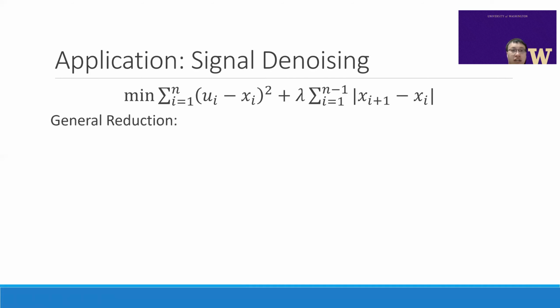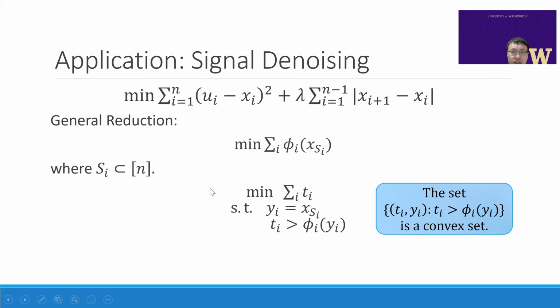Turns out, for a general class of problem that looks like this, where we want to minimize a sum of convex functions, where each convex function only depends on a small set of coordinates of our input vector, we can rewrite this problem in the following format. Here, by creating the copy yi for each set of xsi, we can show that the convex constraint set is exactly a convex set because phi i is a convex function.